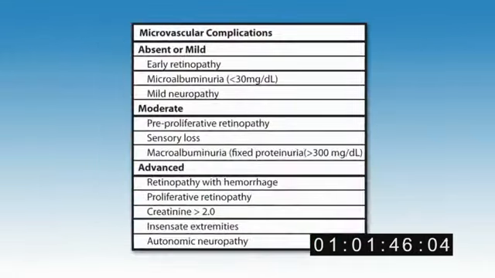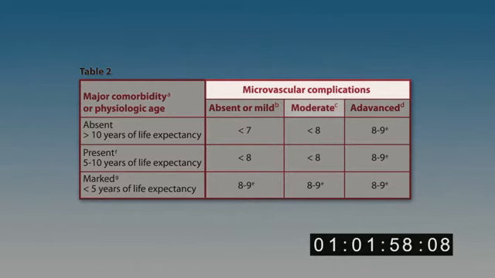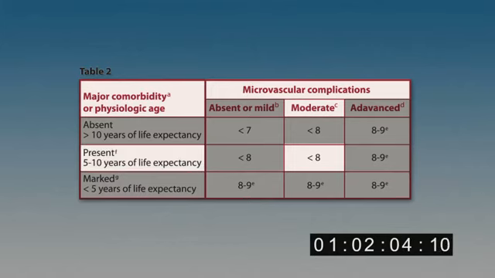Next, consider any existing microvascular complications as listed in the right-hand column of Table 1. These may be absent or mild, moderate, or advanced. The next step is to plot where your patient lies in the 2 categories of microvascular complications and major comorbidities. This will lead to an evidence-based, individualized A1C target range.